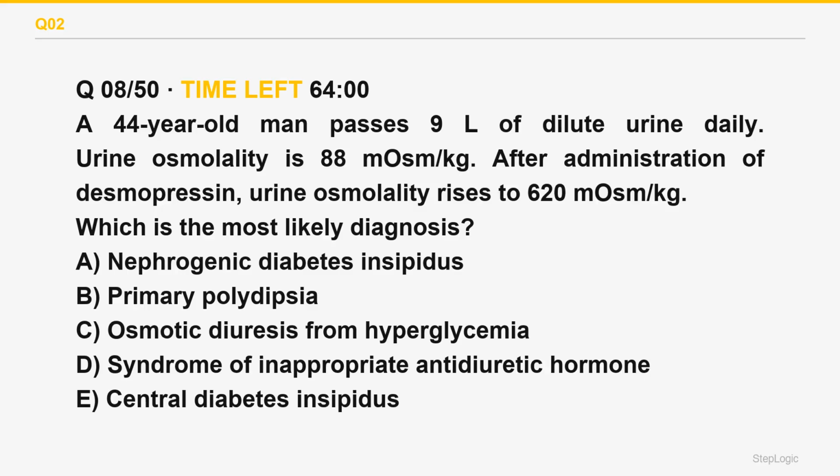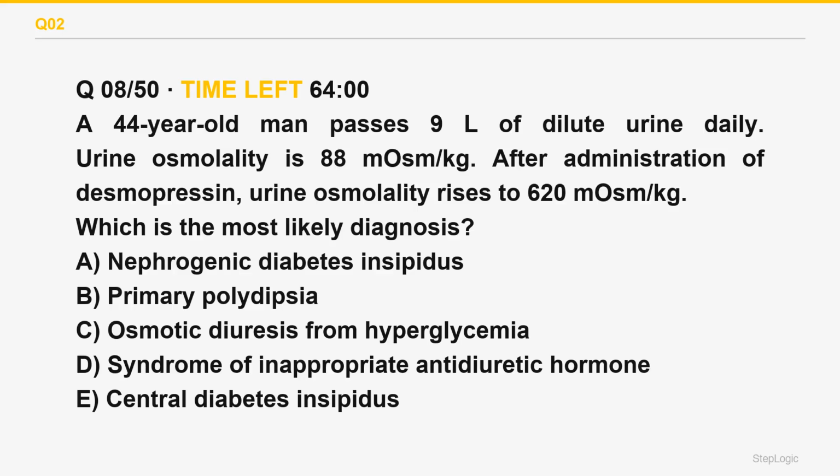A 44-year-old man passes 9 L of dilute urine daily. Urine osmolality is 88 milliosmoles per kilogram. After administration of desmopressin, urine osmolality rises to 620 milliosmoles per kilogram. Read the command: the most likely diagnosis.